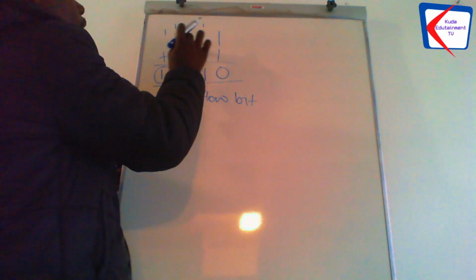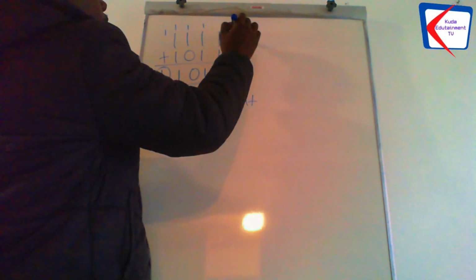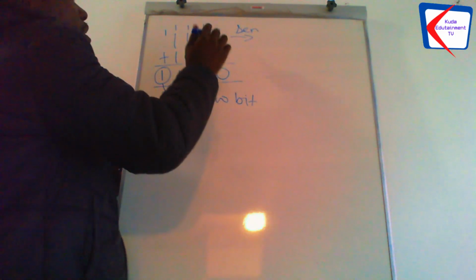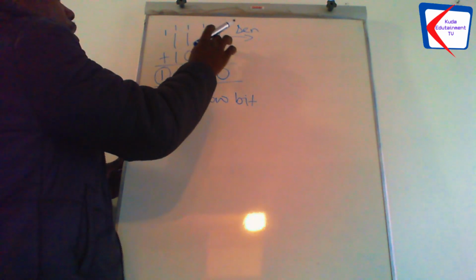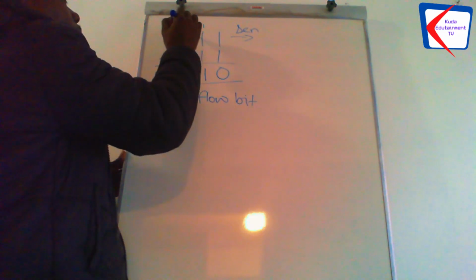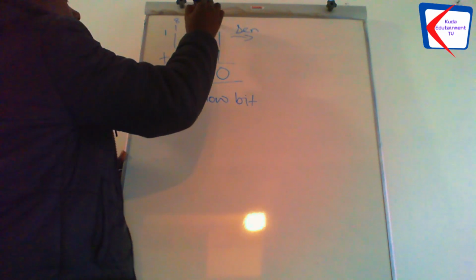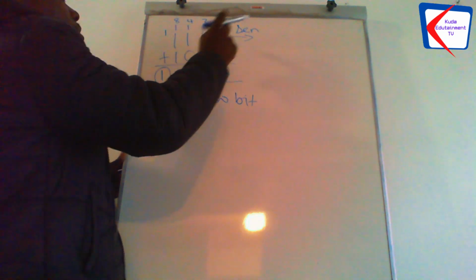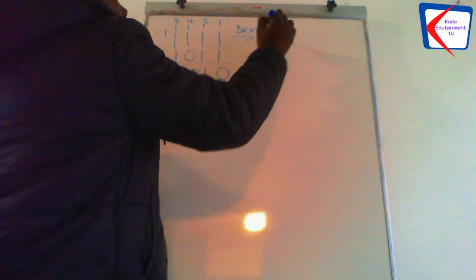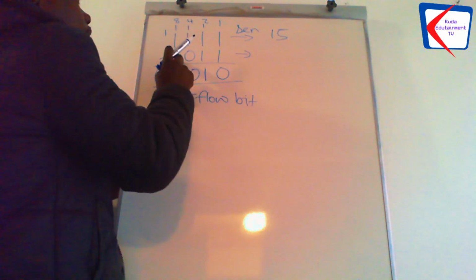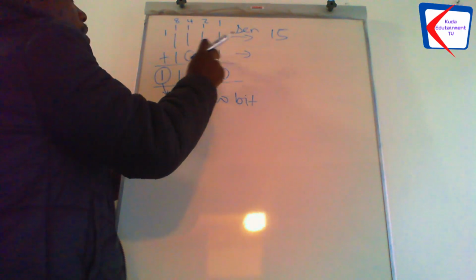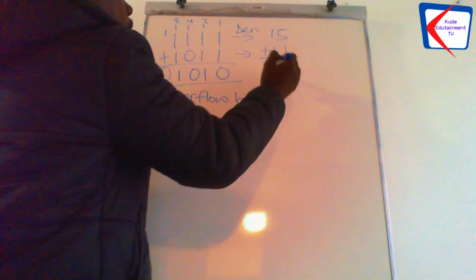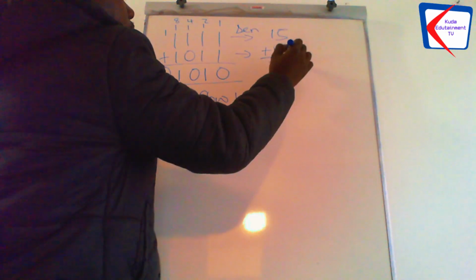So let us convert 1111 to denary. If we convert it to denary, it will simply give us 15, because this is 8, 4, 2, and 1. 8 plus 4 is 12, 12 plus 2 is 14, plus 1 is 15. Then here we have 8 plus 2, which is 10, plus 1, 11. So if we do 15 plus 11, it will give us 26.